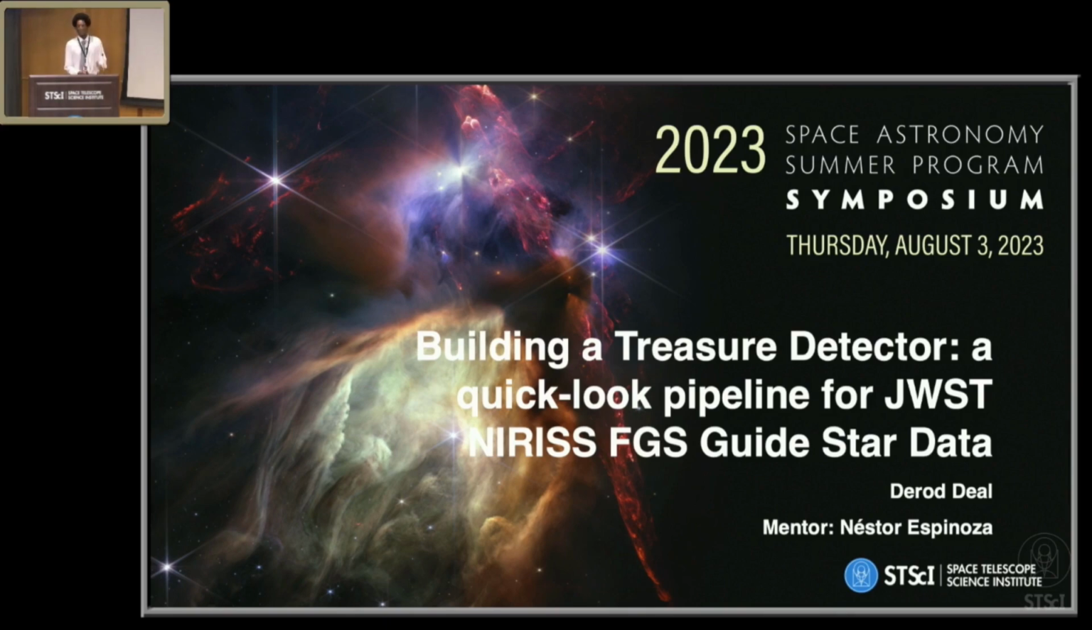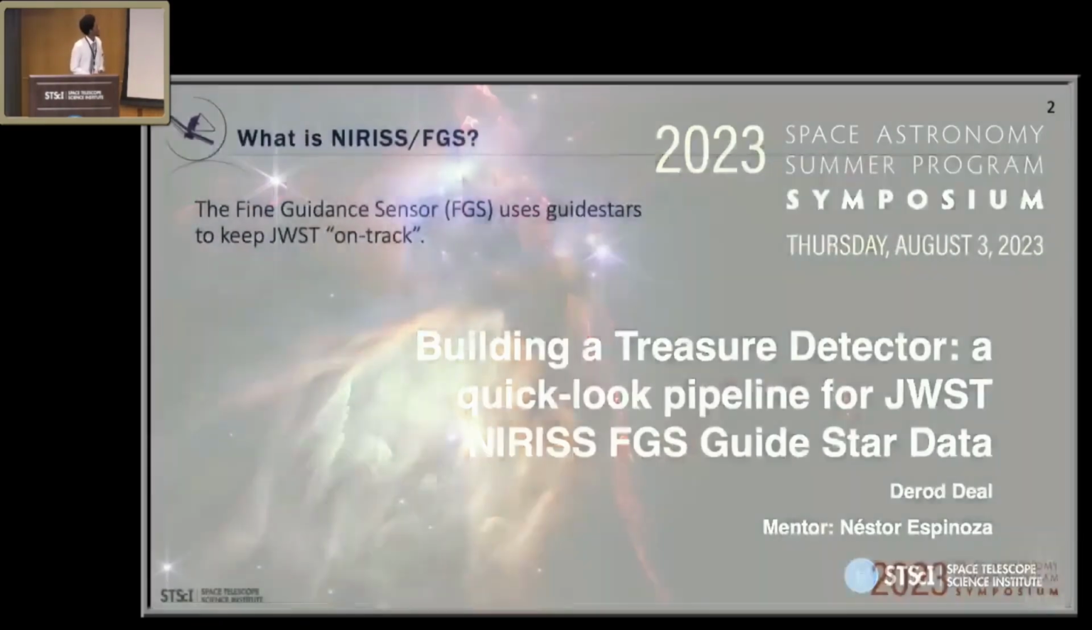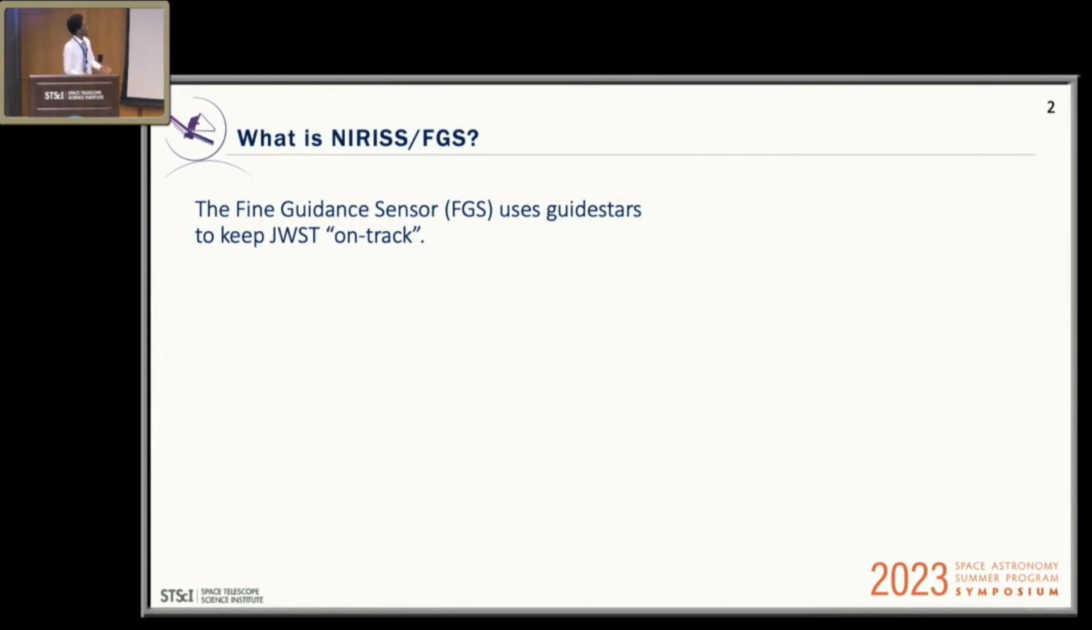Hi, everyone. My name is derived, and I'll be presenting my project I did with Dr. Nestor Espinosa on building a treasure detector, a quick look pipeline for JWST, NIRISS, FGS guide star data. So let's start off. Right off the bat, what is FGS? FGS is the fine guidance sensor, and it uses guide stars to keep the JWST on track.